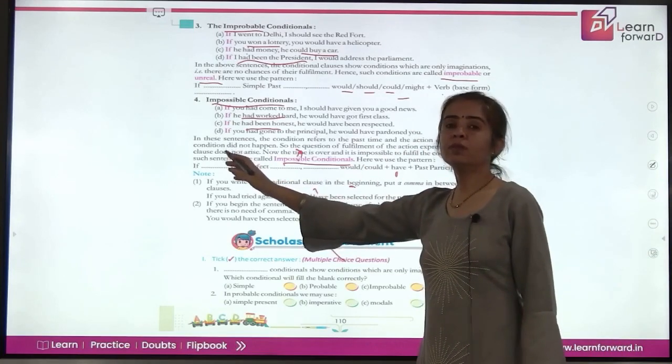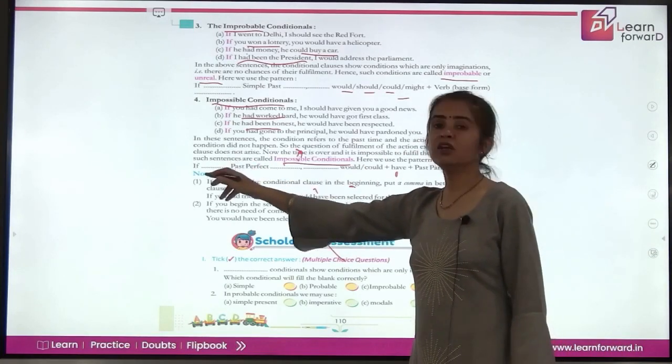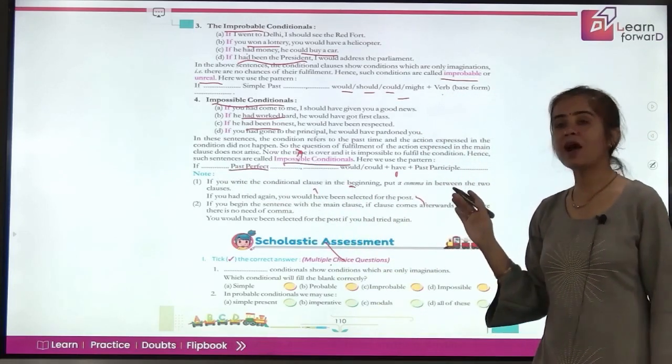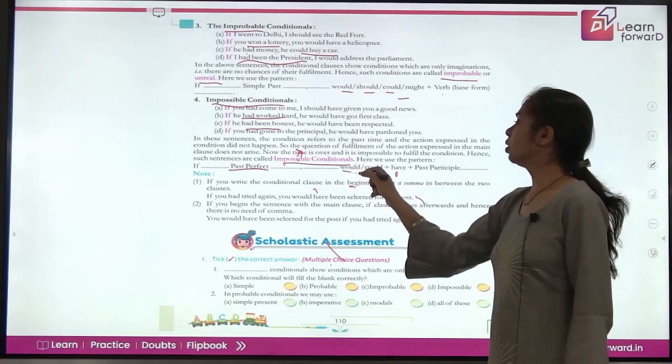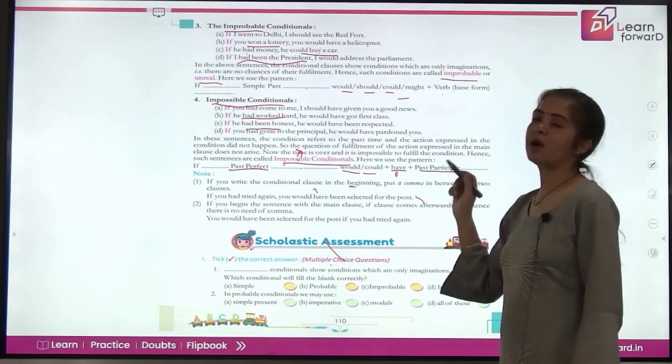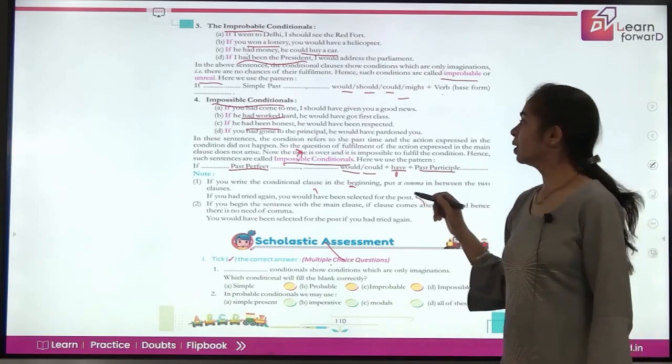Now, how do you make the verb structure here? The if clause has past perfect tense. This is something which has passed out, gone. And in your main clause, you have could, would have, and then the past participle form.